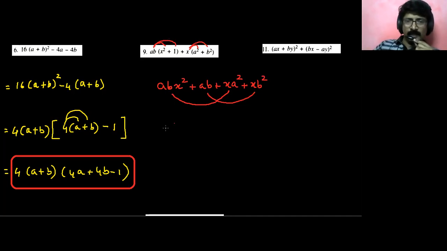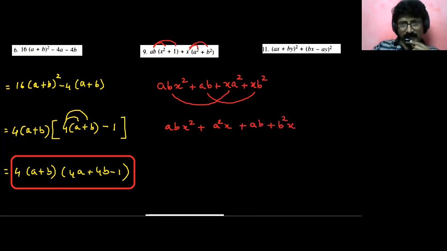So rearrange the terms: abx square plus a square x. I just finished writing this way, the first term and the third term, plus ab plus b square x. Is it compulsory that we have to take first and third only? No, you can take first and the fourth one also. First, the second one and the third one also. Still the answer comes the same, guys.